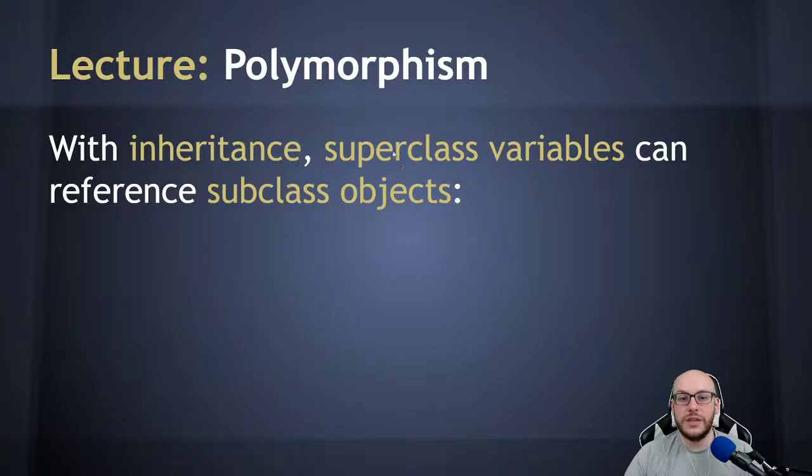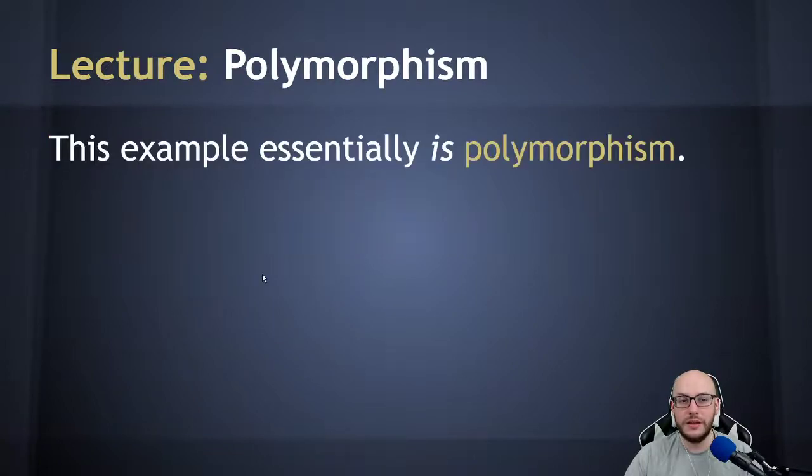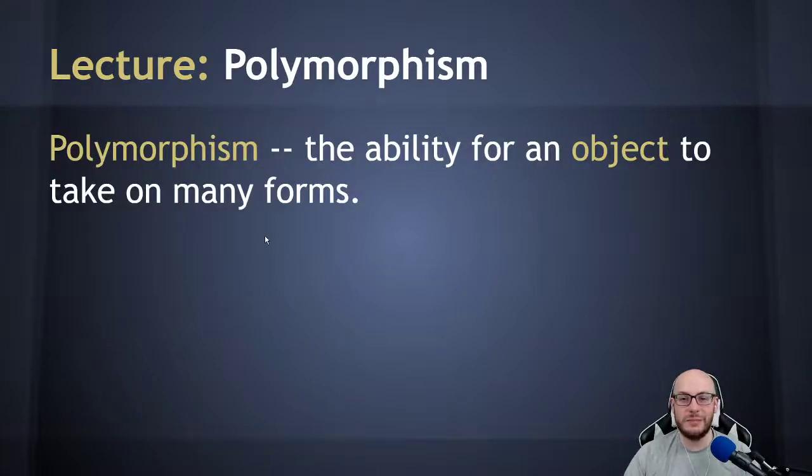With inheritance, superclass variables can reference subclass objects. The variable here is person. I'm able to do this because person is extended by student. Person is the superclass of student, in fact. This essentially is polymorphism. Polymorphism is the ability for an object to take on many forms.